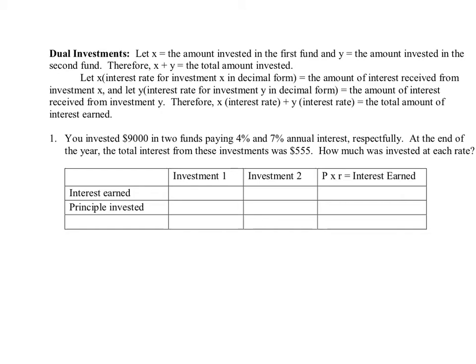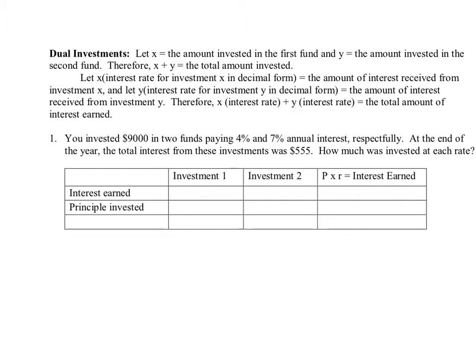All right, let X equal the amount invested in the first fund and Y the amount invested in the second fund. Therefore, X plus Y is your total amount invested. That's logical, right? If I invest $500 in road work, and I invest $700 in swimming pools, I will have invested $500 plus $700, or $1,200 total, right? That's all that's saying.